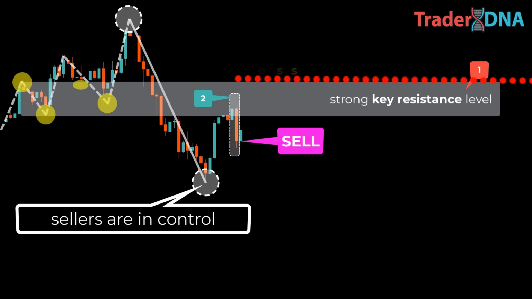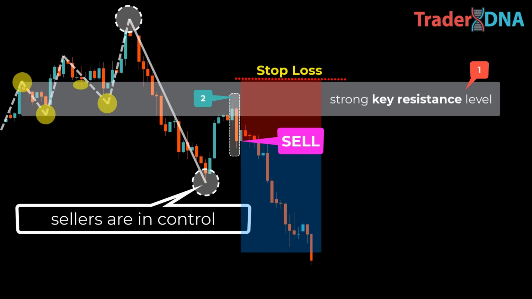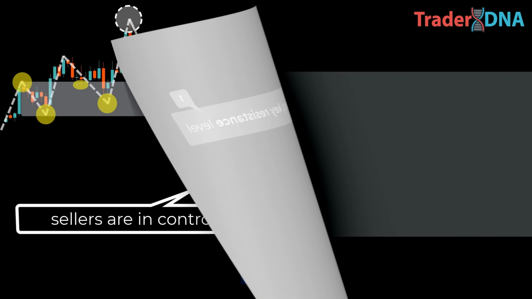Set your stop loss just above the nearest swing high, and then boom, the price crashes down hard, handing us huge profits. This is why understanding swing highs, swing lows, and market structure is so important. When you combine this knowledge with smart entry and exit strategies, you're setting yourself up for high probability, high reward trades. Let's keep going, because we're just getting started.